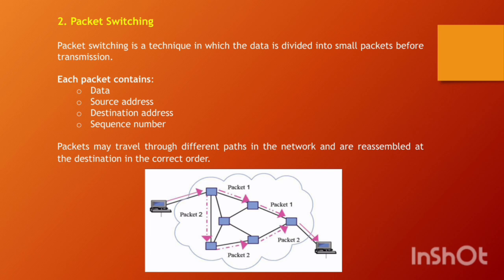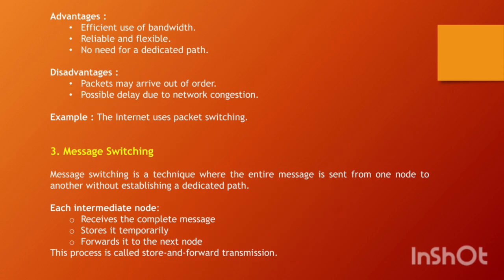Packet switching is a modern communication technique widely used in computer networks. In this method, the data is divided into small units called packets before transmission. Each packet contains the data along with information such as the source address, destination address, and sequence number. These packets may travel through different paths in the network and are reassembled in the correct order at the destination. The Internet uses packet switching.